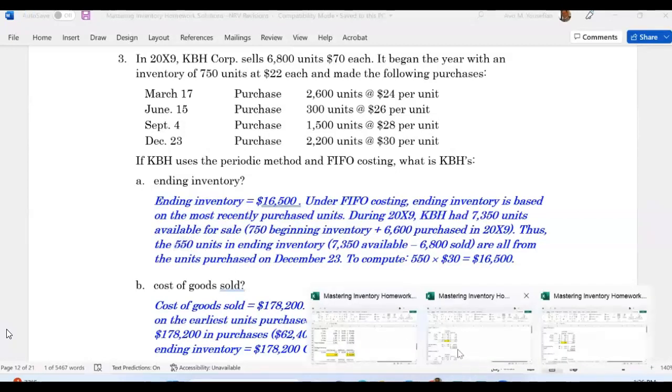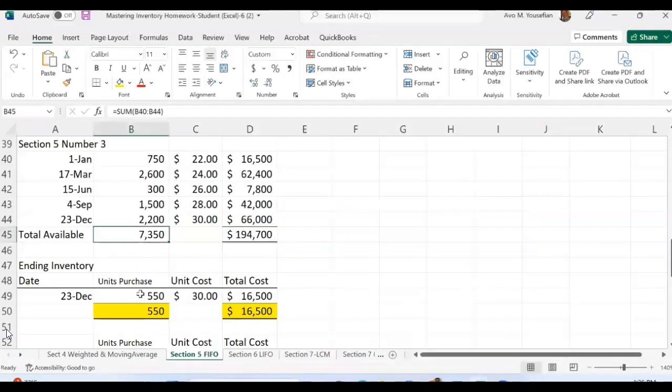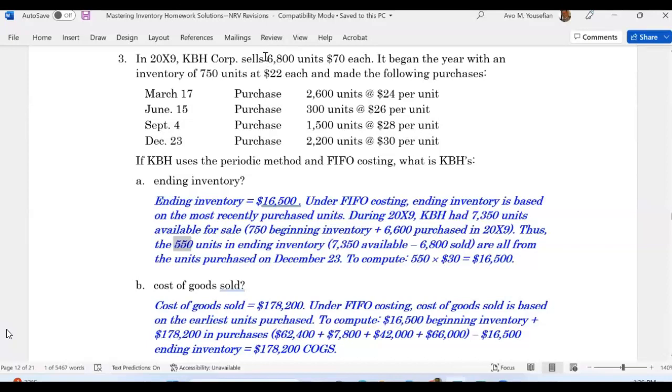So let's go here. And so, okay. The ending inventory is total of units that you have, which is available: 750 plus 2,600 plus 300 plus 1,500 plus 2,200. That gives you the available, right?